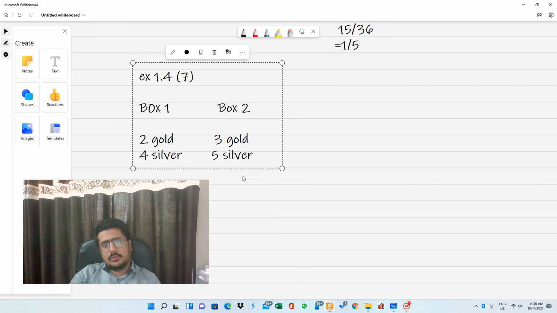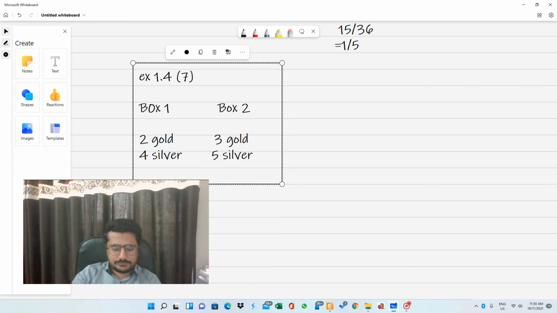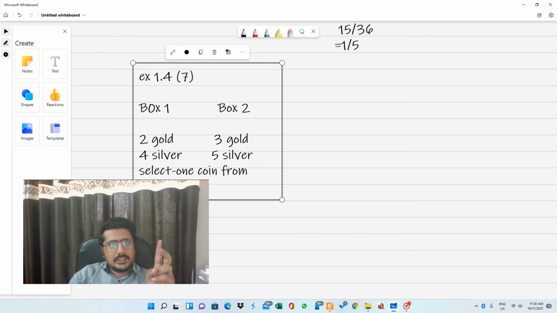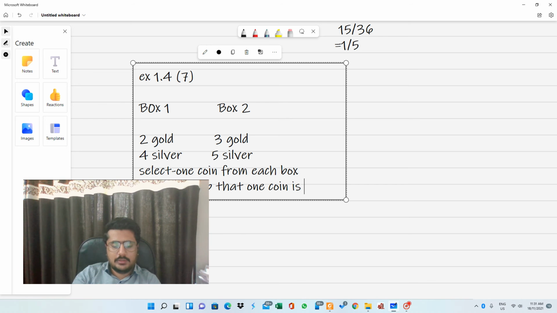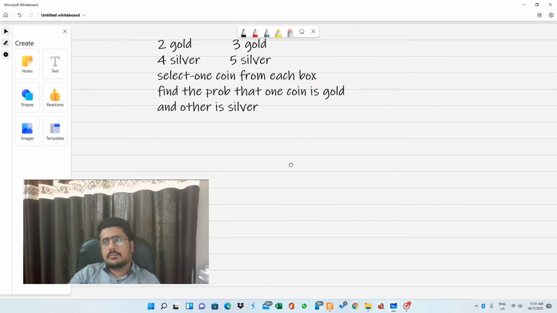I have to select one coin from each box. What does this mean? You have to select two coins, one from box 1 and one from box 2. What you have to find is the probability that one coin selected is gold and the other is silver.